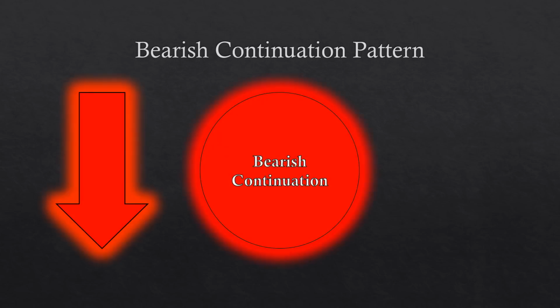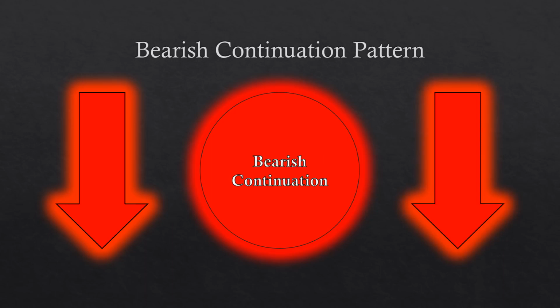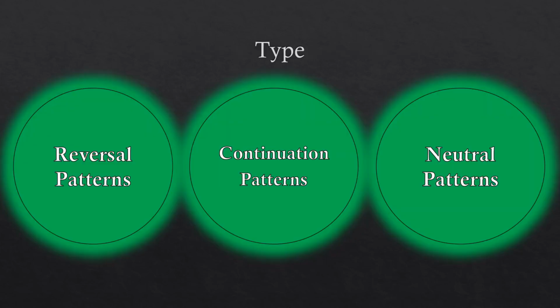In a bearish continuation pattern, it means that price will be going down, and then a specific pattern will appear to signal that price will continue to go down instead of reversing to the upside. Once again, the term bearish indicates the direction price will go immediately after the pattern. That covers the continuation patterns.